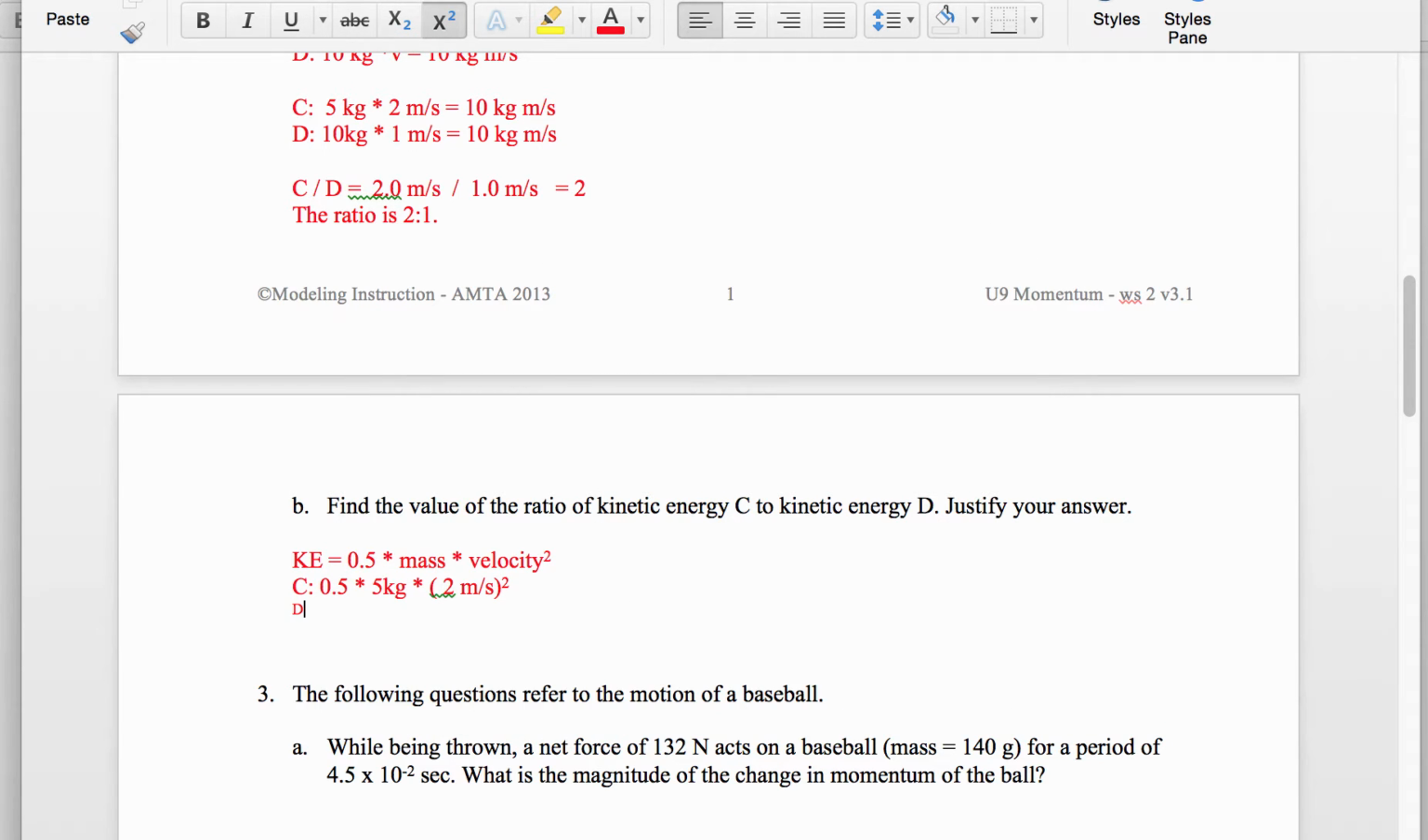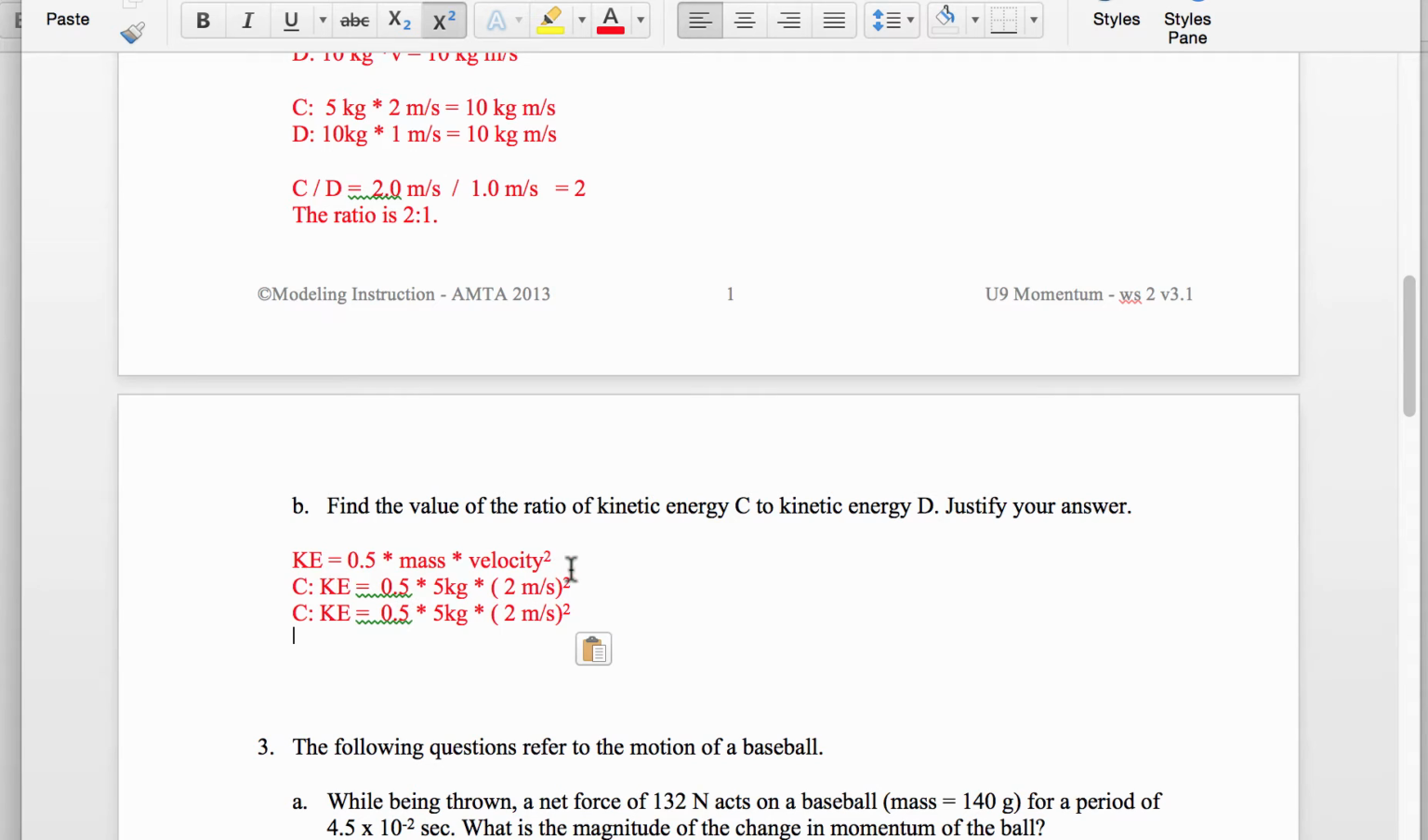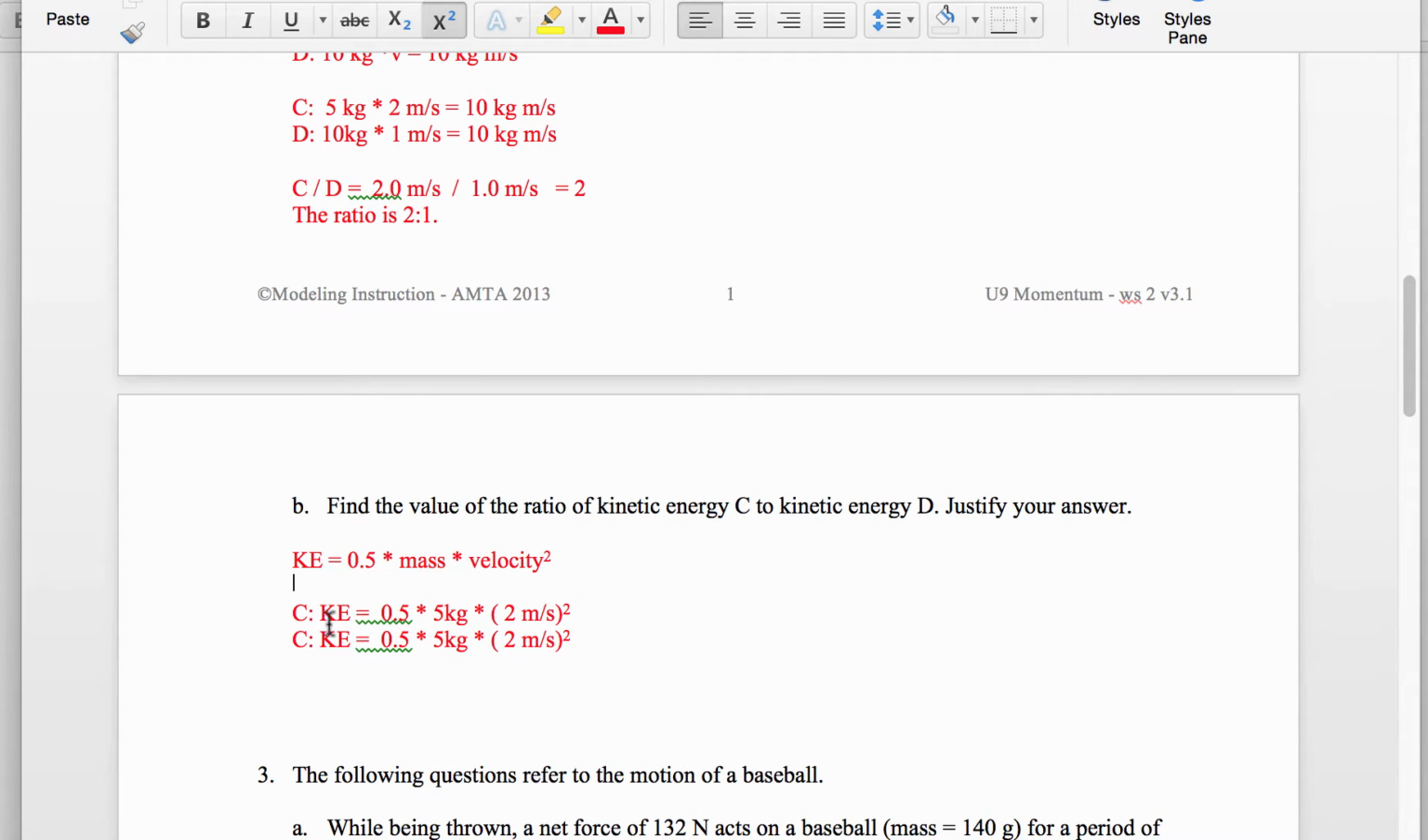Object D, I'm just going to copy and paste this. I'm going to put in KE, because I know what I'm talking about, kinetic energy. Paste that, and format it a little nicer. So object D, what's different about it? Is its mass 5 kilograms? No, its mass is 10 kilograms. And its velocity was 1.